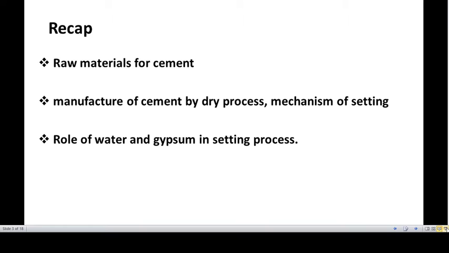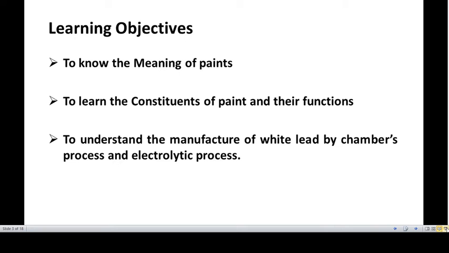In our previous session, we discussed the raw materials for cement, manufacture of cement by dry process, mechanism of setting, and the role of water and gypsum in the setting process.